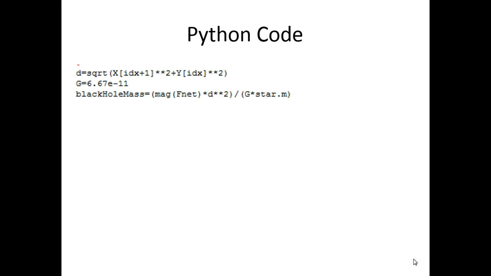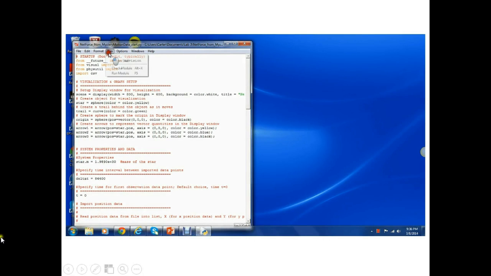Then finally, using the Python code, we're going to calculate the mass of the black hole. We're going to say the distance from the black hole to the star is the square root of x at the index plus 1 squared plus y at the index squared. And so the gravitational constant is 6.67 times 10 to the negative 11th. Then we're going to use the formula from before to calculate black hole mass using F net by saying it's equal to the magnitude of F net times the distance squared over the gravitational constant times the mass of the star. And here's a little bit of my Python code running.